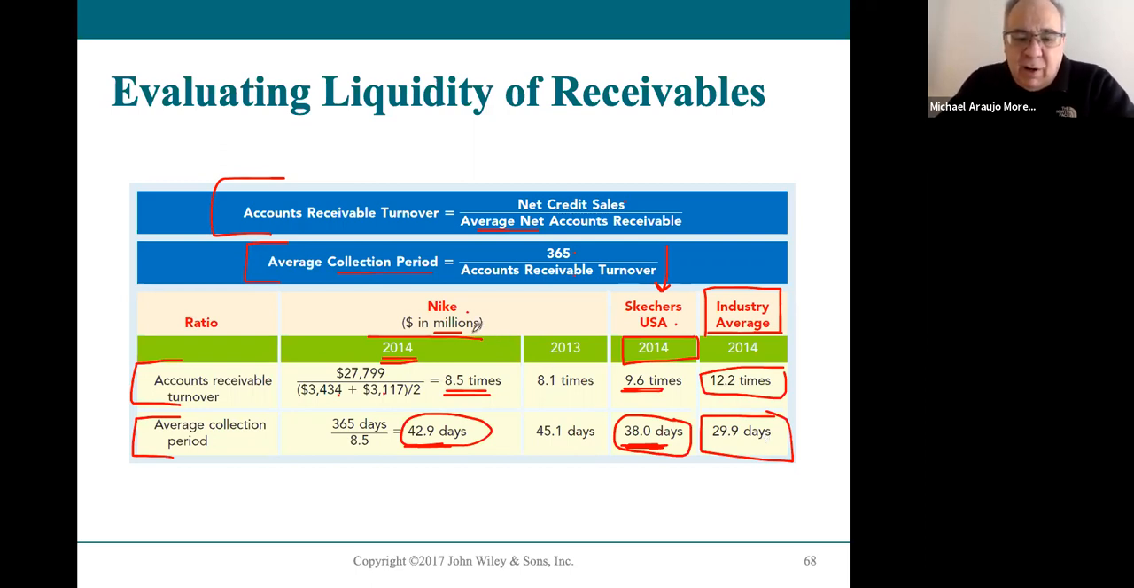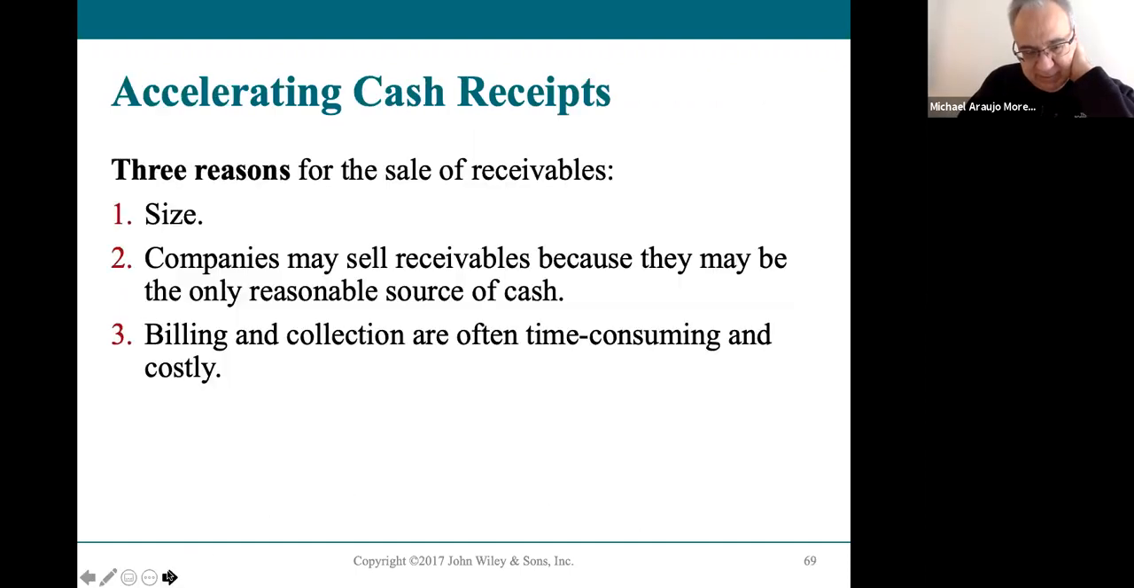If I were in charge of Nike, and I saw this 43 days compared to where all of our competitors are in the industry of collecting every 30 days, I would have a huge meeting and I would just be telling people, look at this. This is where we are. This is where we want to be. Just do it. Okay, sorry.